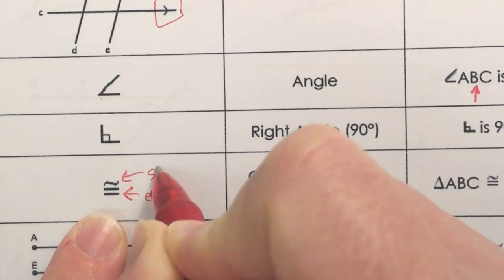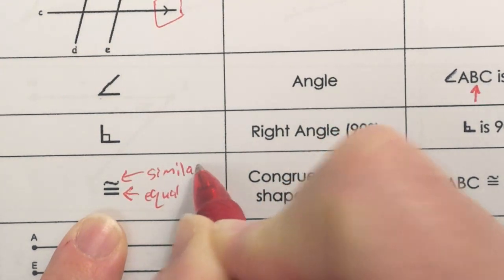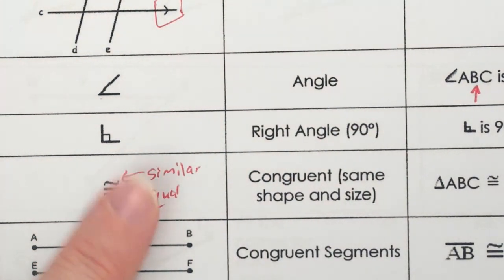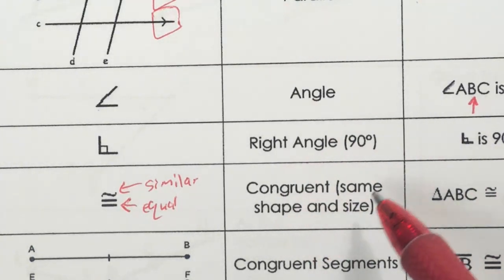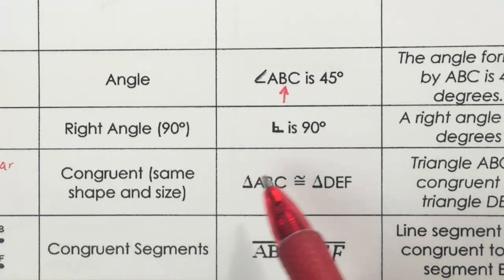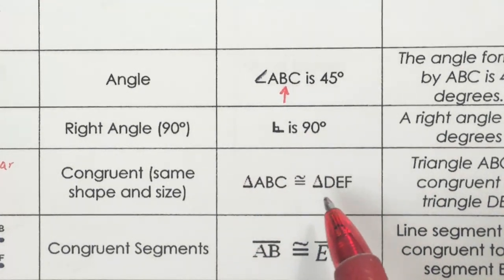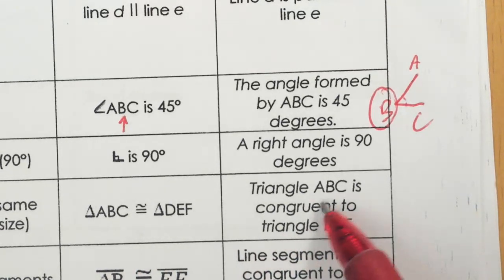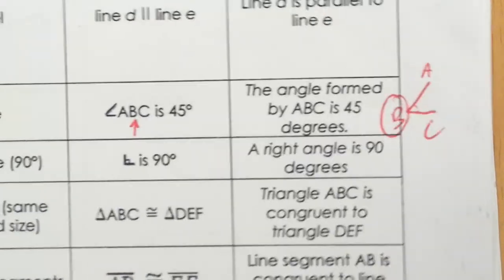And right here, that's a similar symbol. So the squiggly right there, that's the similar. So congruent means it has the same shape and the same size. So triangle ABC is congruent to DEF. We're going to see that in a few units from now. And that's just the word congruent.